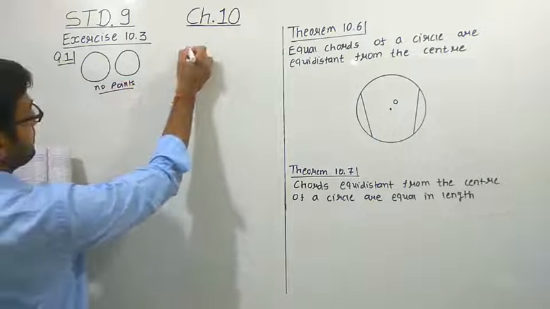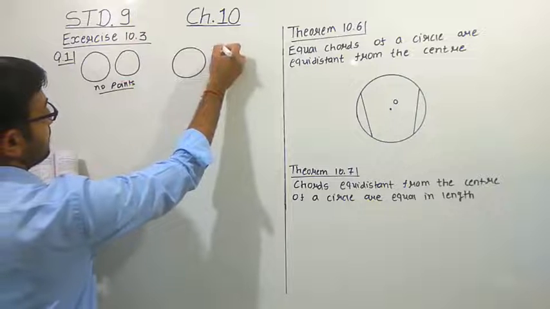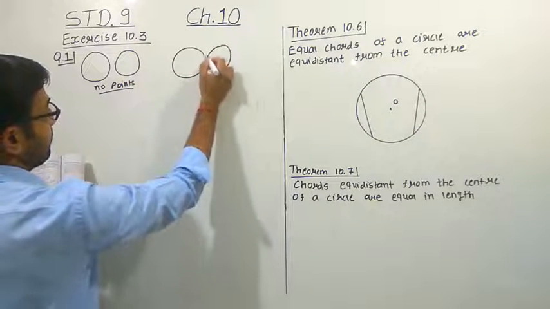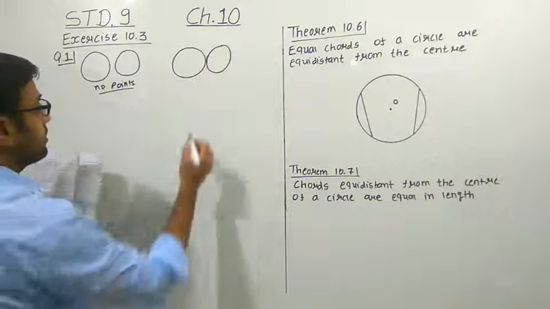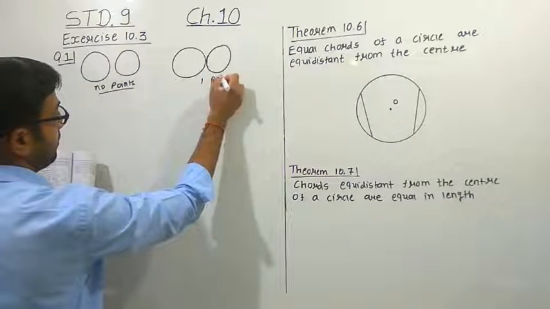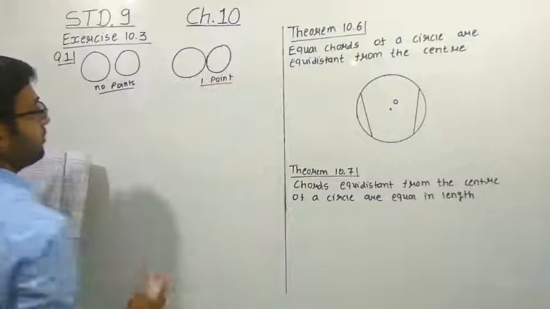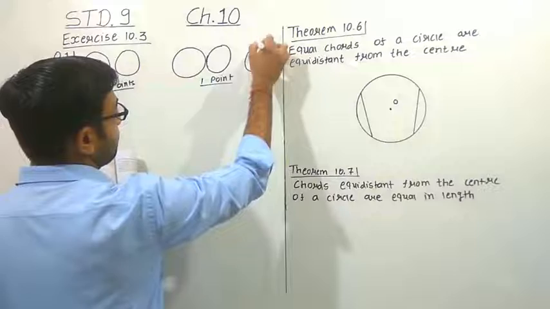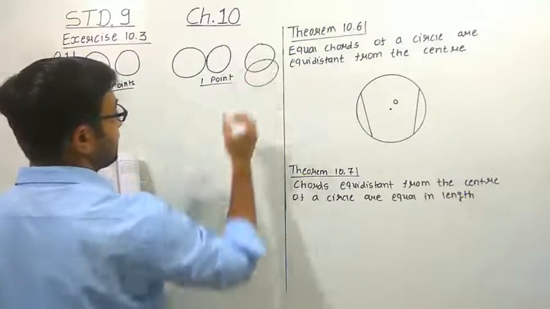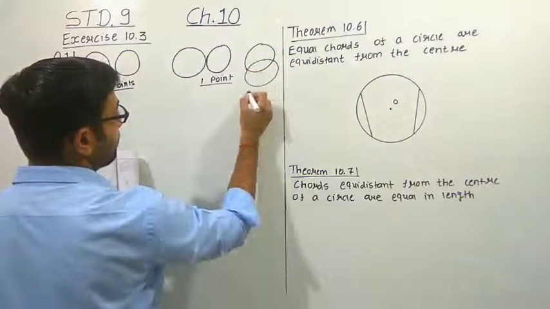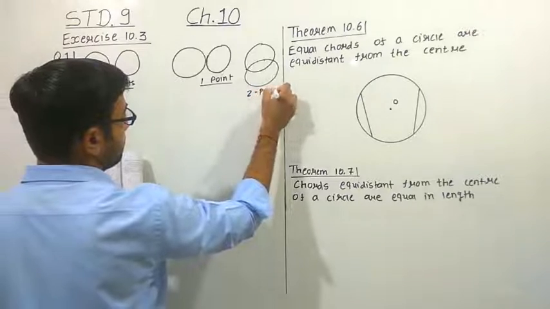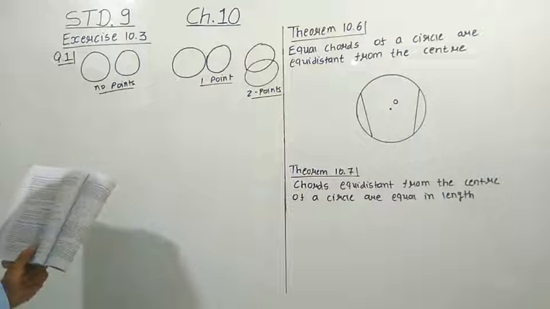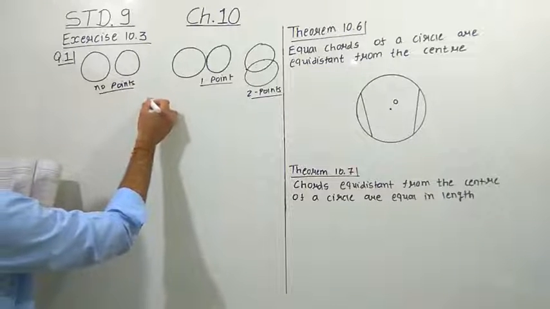Now if we draw the circles like this, one is like this and another one is like this, here we can say that one point is common in both the circles. So here we get one point common in both the circles. In the same way, if we draw the circles like this, one like this and the second like this, here we get 2 points as common points.